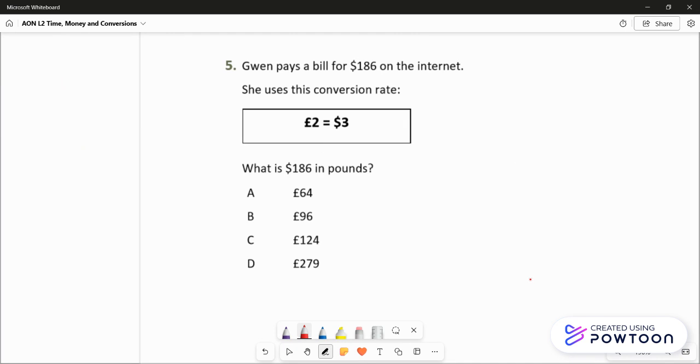Okay, so Gwen pays a bill for $186 on the internet and uses this conversion rate. So with this one, slightly different. We need to use the same units, which is the dollar. So what we need to do in this instance is divide 186 by 3. So 3 doesn't go into 1, so if I carry that, 3 goes into 18, 6 times exactly, and 3 goes into 6 twice. Now, if it said £1 was $3, then 62 would be our answer, but it says £2, so we need to times that by 2, which gives us 124.